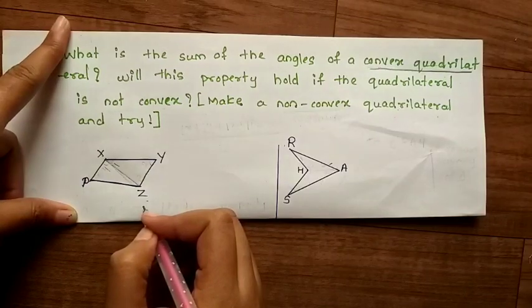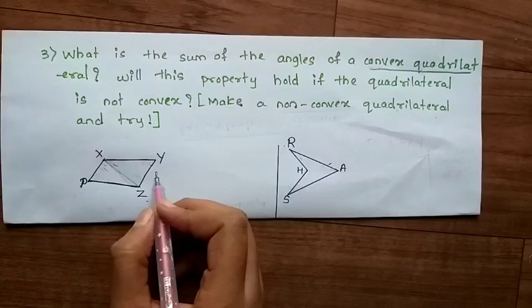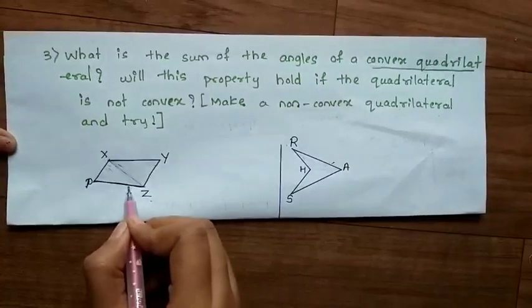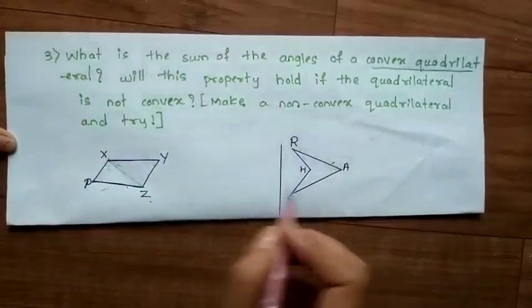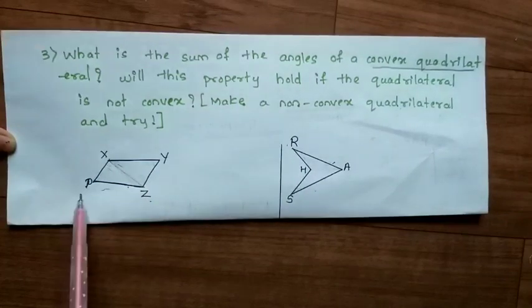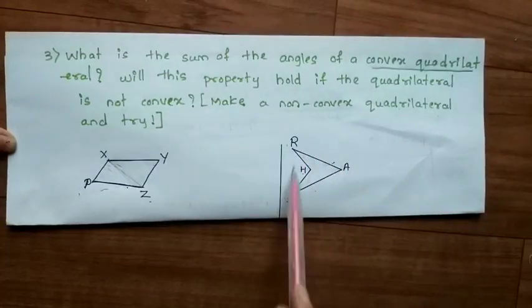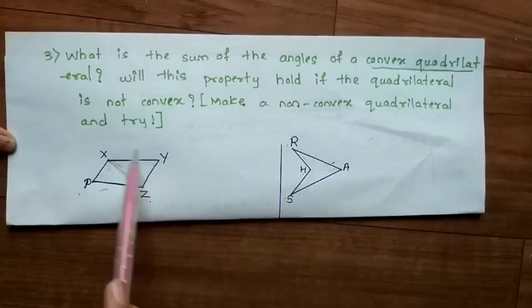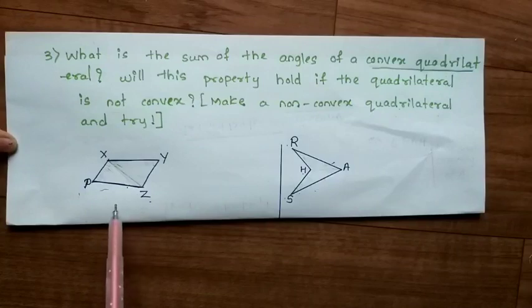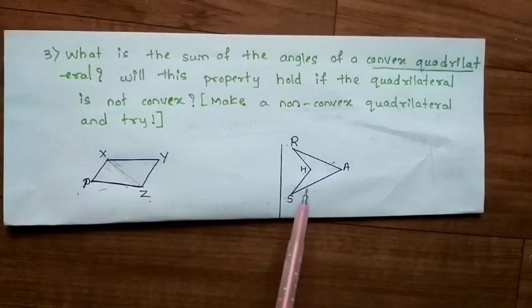Here, a quadrilateral has 4 vertices, 4 sides and 2 diagonals. These two are figures of quadrilaterals. And here, how many vertices are there? X, Y, Z, P. R, A, S, H. Here we have 4 vertices and 4 sides. Here also we have 4 vertices and 4 sides. These two figures are said to be quadrilaterals.